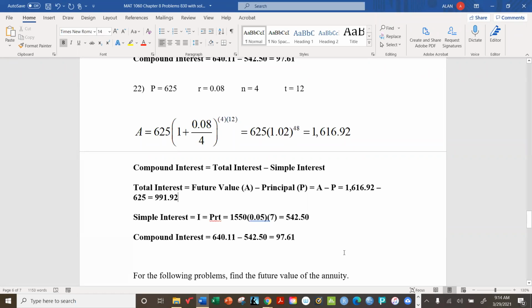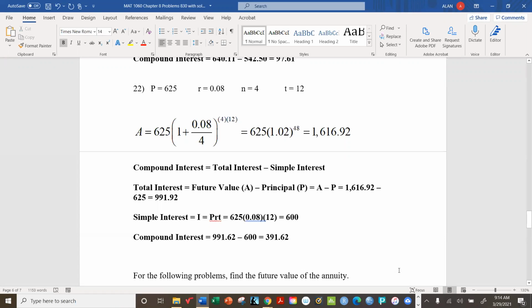Simple interest is 625 times R, which is 0.08, and T is 12. That is $600. So the difference between the two is 991.62 minus 600, which is 391.62.